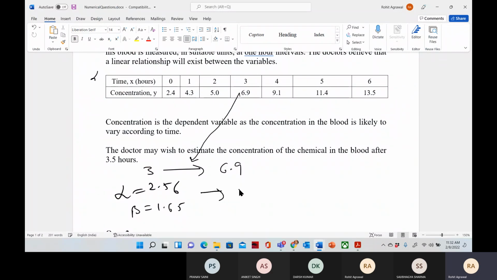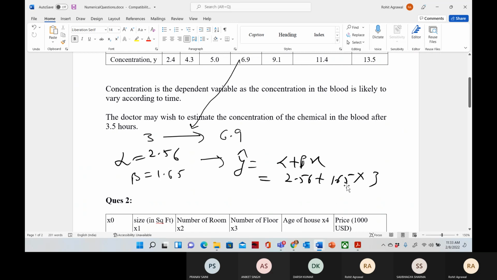Now using this alpha and beta, what will be your y? Alpha plus beta x. Alpha is 2.56, beta is 1.65, into x, which is 3. Calculate this fast, please. Okay, I'm calculating. 2.56 plus 1.65 into 3. It is 7.5. Actually, it is 6.9, but now the predicted value is 7. So this is called the error in our data, our estimation.